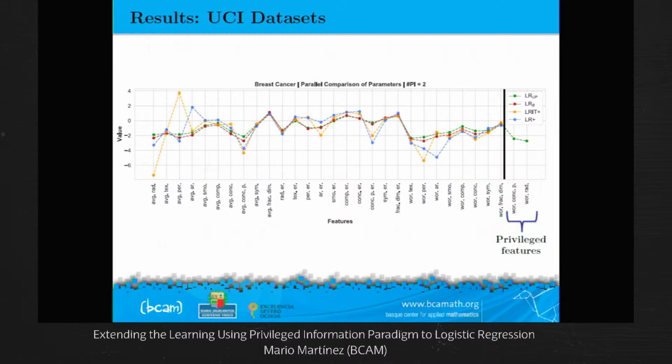Okay. And here we can see that the LRIT Plus acquires larger values, for example, for average perimeter and average radius, and the LR plus acquires larger values for worst area, or for example here the concavity perimeter. I think that is that feature. To sum up, here we can see how the influence of these privileged features affects our methods, our models.